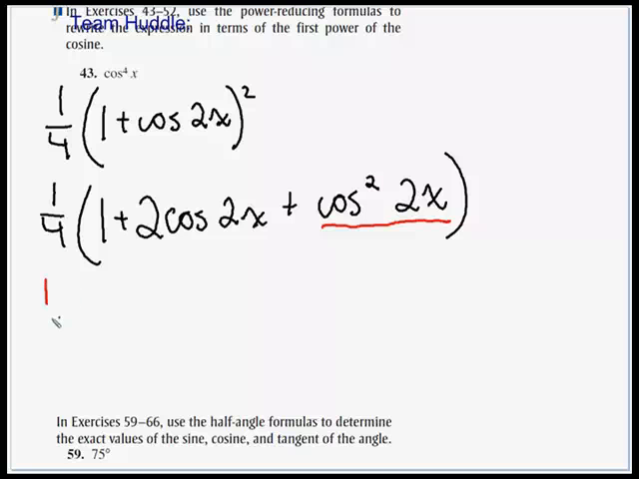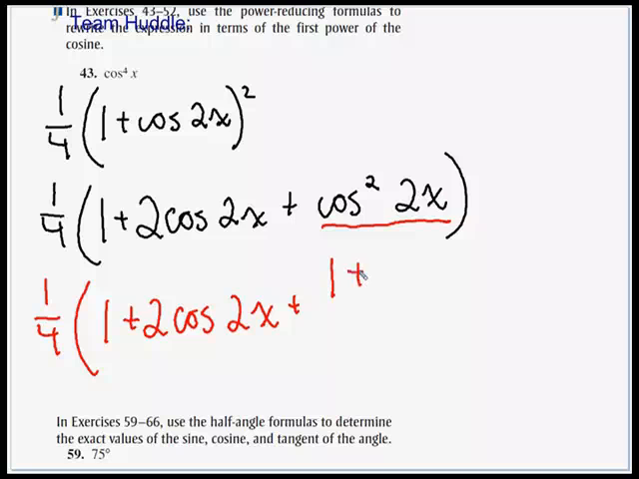So we're going to have our 1/4 stays put. The 1 plus 2 coses of 2x is there, plus, now we replace this with 1 plus the cos of double this angle, 4x, over 2.